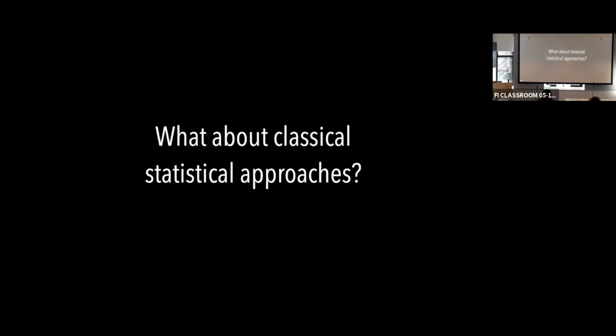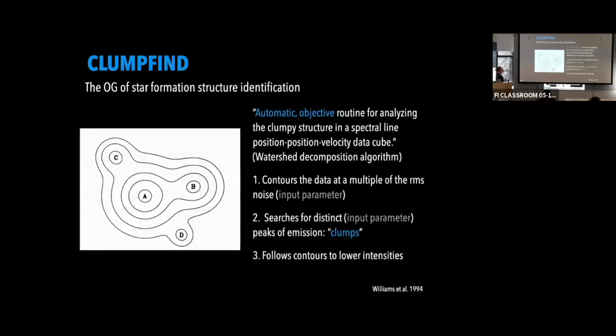All right, so then you can ask, well, we've been doing this for quite some time. We've been identifying cores and clouds and clumps. So what about these classical statistical approaches that everyone uses? All right, so first there is ClumpFind. Probably a lot of you have used this yourself. Do any of you use ClumpFind? A few of you, okay. Yes, those of you who've been around longer have used ClumpFind. I would say this is the OG of star formation structure identification.